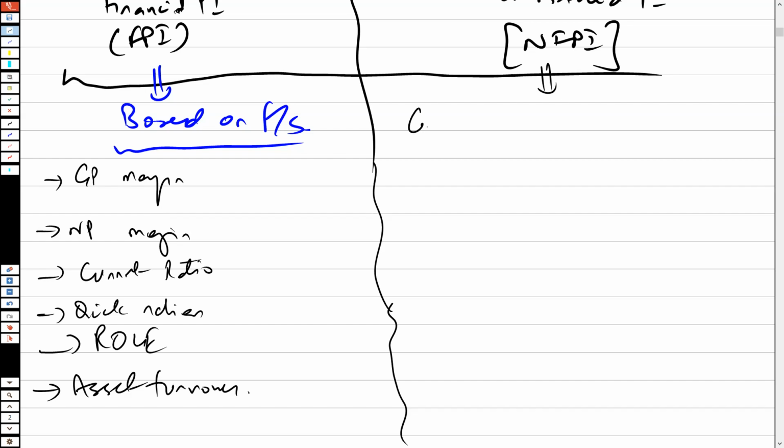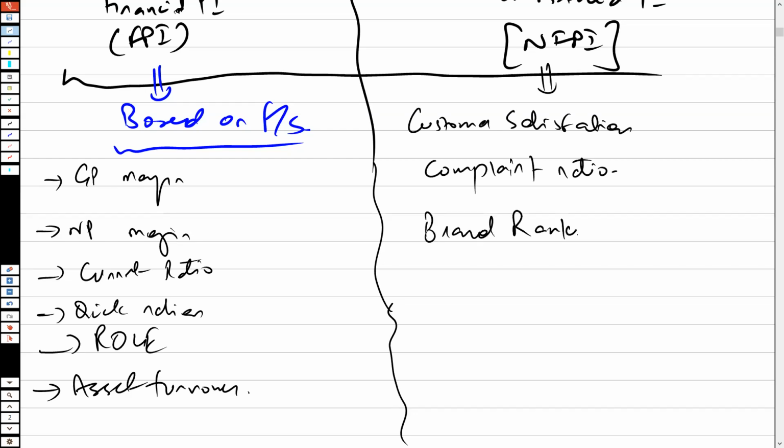customer satisfaction, complaint ratio, and brand rankings. So customer satisfaction, the complaint ratio, the brand rankings, etc. There could be many different things included in it. Generally speaking, non-financial performance indicators could be like this. Now let's move a bit forward and start discussing further.